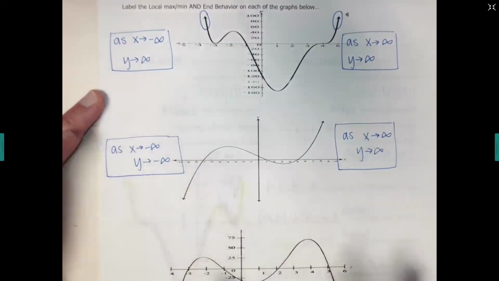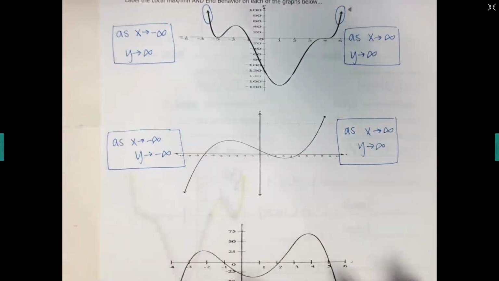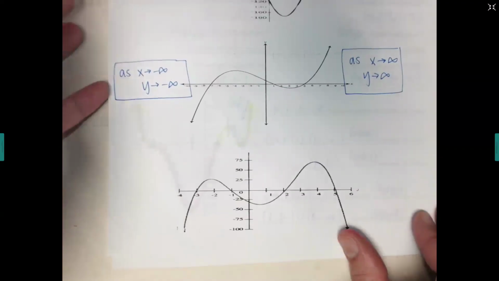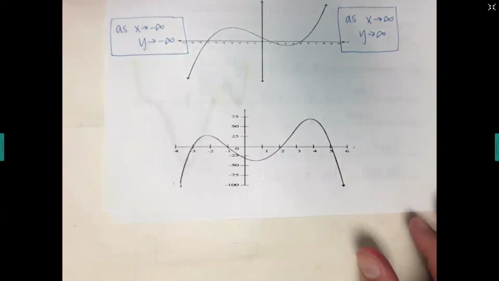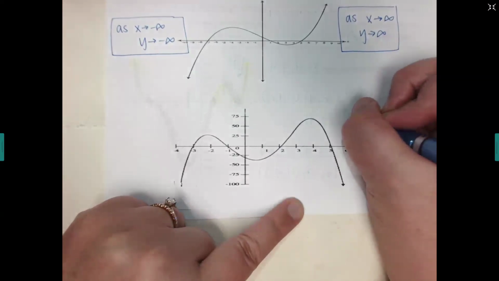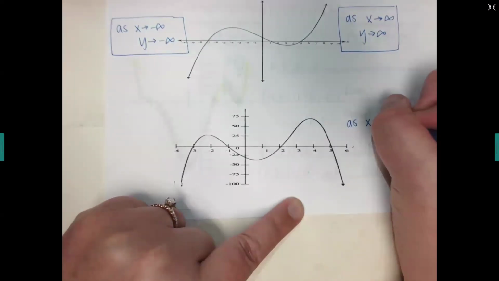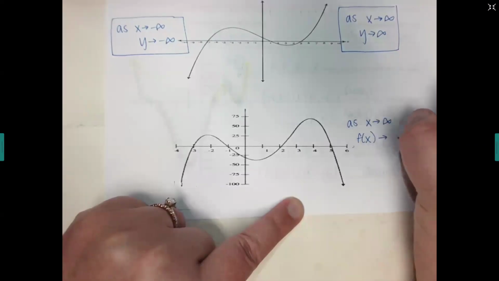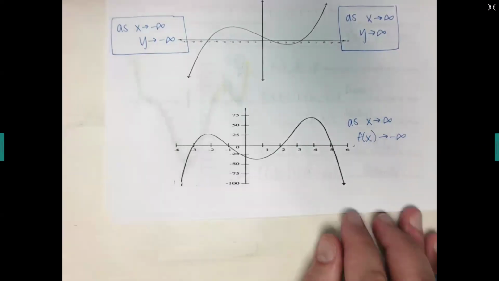So really it shouldn't be too hard, it's just a new symbol way to write it. Okay, one more left like that. Which way are both ends pointing on the third graph? Down. So then you would say as x arrow infinity, f of x arrows to -infinity.